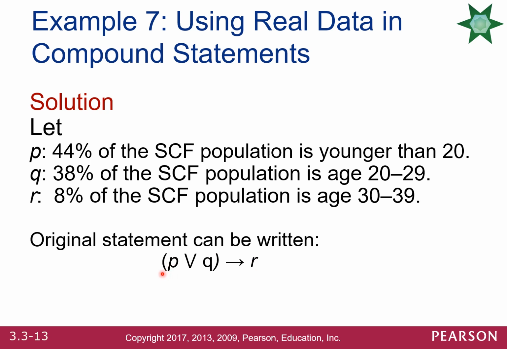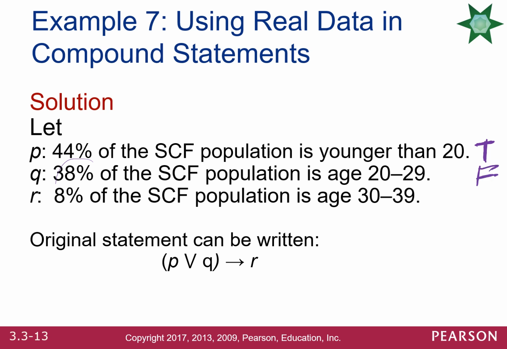But before we go on to finding the truth value, let's find whether each of these statements is true or false. Based on the pie chart that was given to us, 44% of the population was younger than 20. That's a true statement. However, the next one, Q, 38%, is not a true statement. I think it was 41% according to the pie chart. It was 41% of the population that was in the age group 20 to 29. So this should be marked as a false statement.